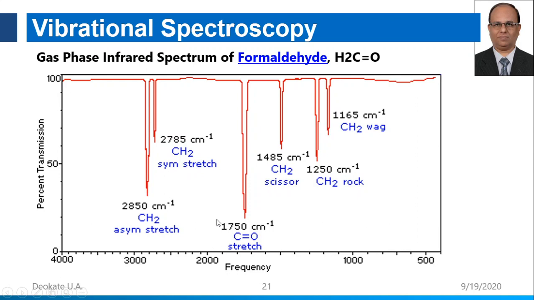Out of these 6 bands, for CH2 there will be the symmetric stretch and the asymmetric stretch. Also, the CH2 will show you 3 bending vibrations: one is scissoring, one is rocking, and one is wagging. And one more group is there, that is C double bond O. This functional group shows you a sharp peak at 1750. In this way, the degree of freedom will inform you how many peaks will be produced in the spectrum.